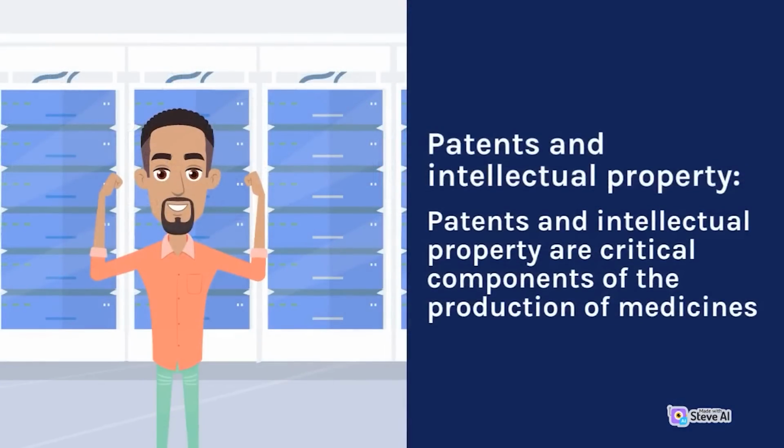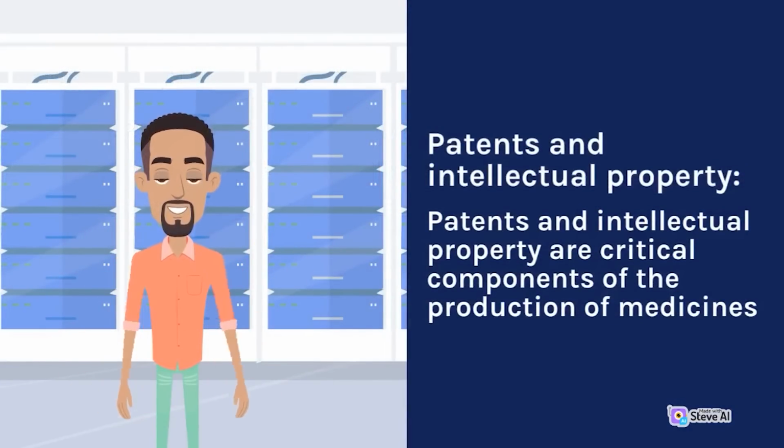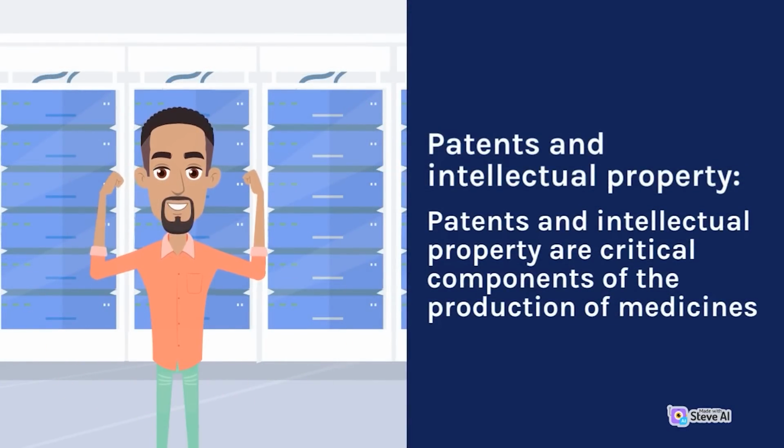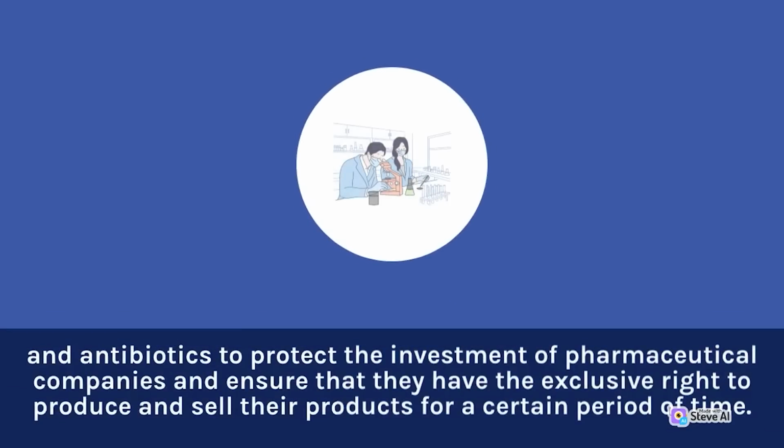Patents and intellectual property. Patents and intellectual property are critical components of the production of medicines and antibiotics to protect the investment of pharmaceutical companies and ensure that they have the exclusive right to produce and sell their products for a certain period of time.